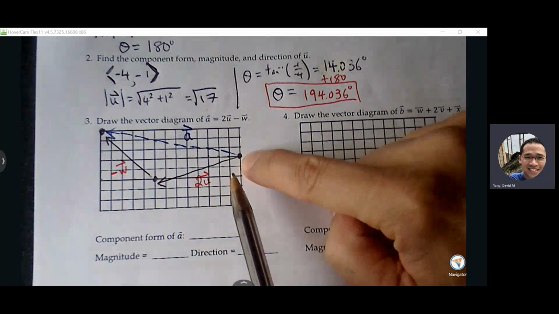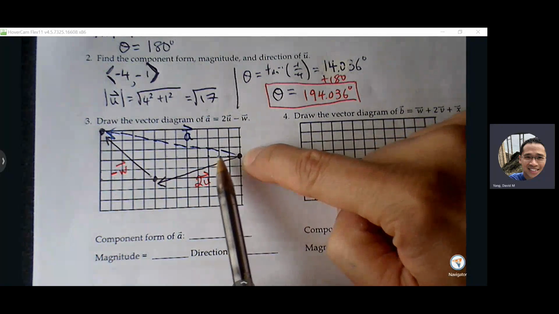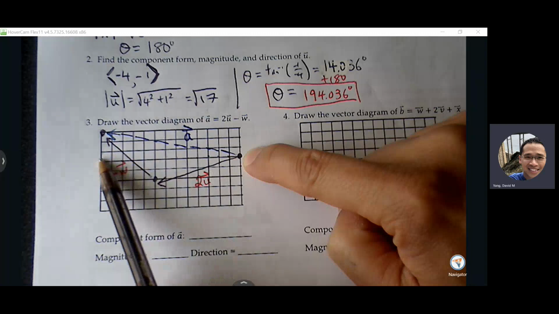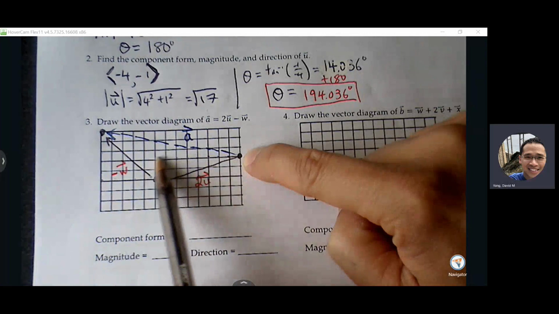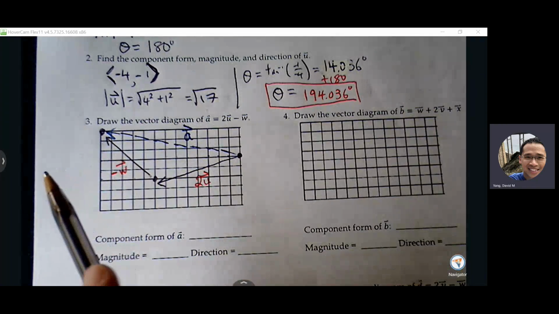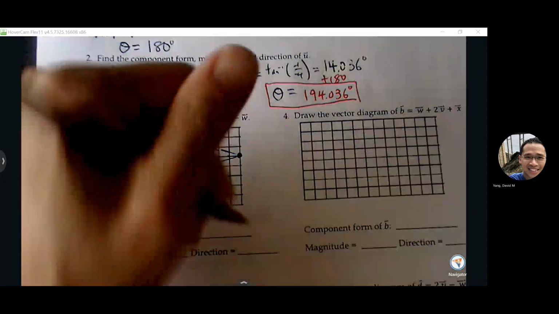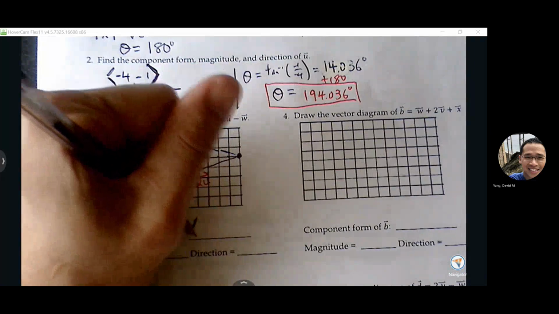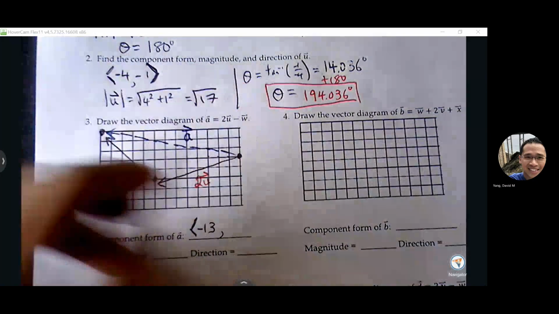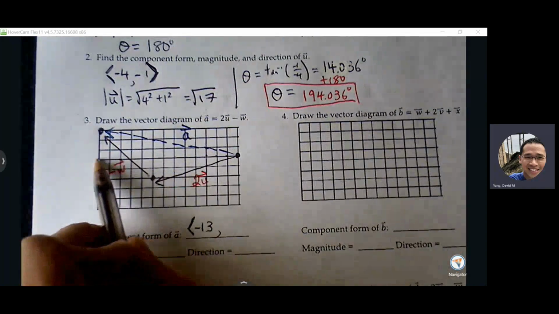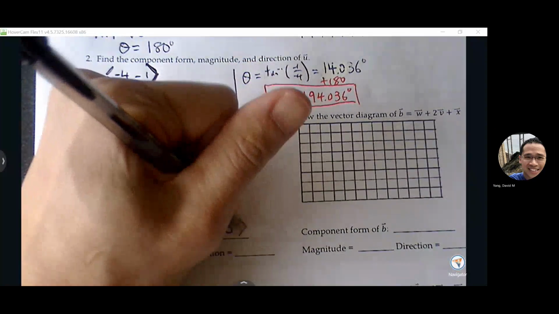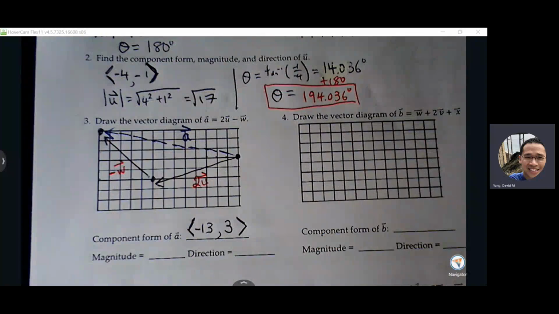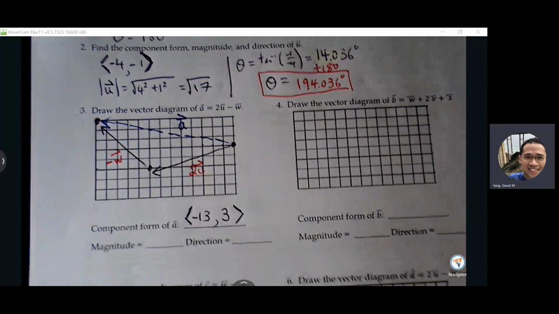Okay, so now I want to find component form for vector A. I'm going to count how many units to the right, left, and then going to count units up. So count units to the left. I know that's going to be a negative. So it's going to be 13 units across and 3 units up. Once you have your component form, then that's all you need to look at to build your magnitude and your direction.